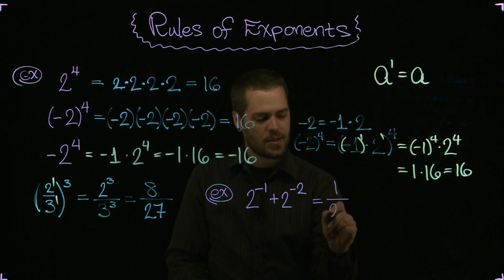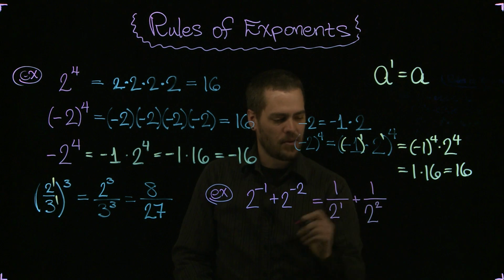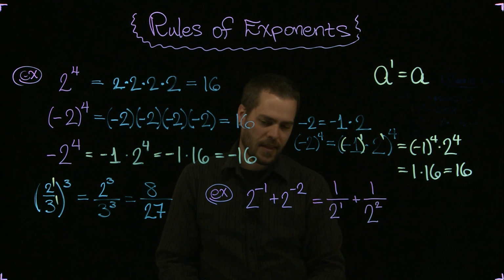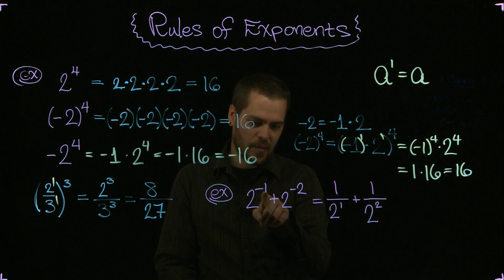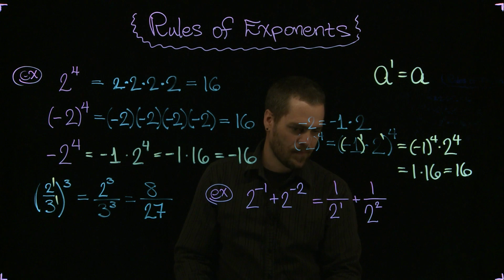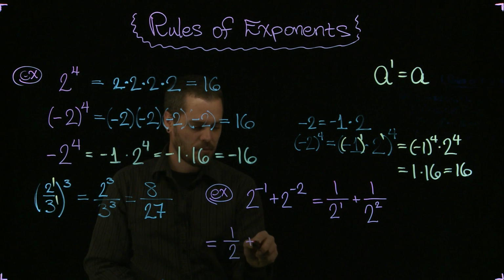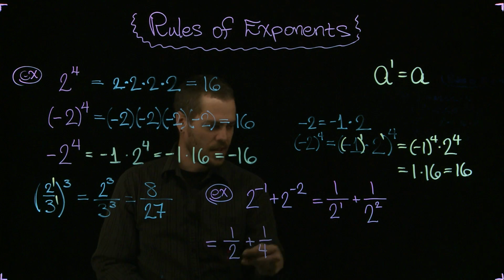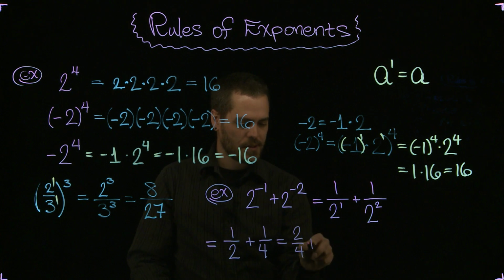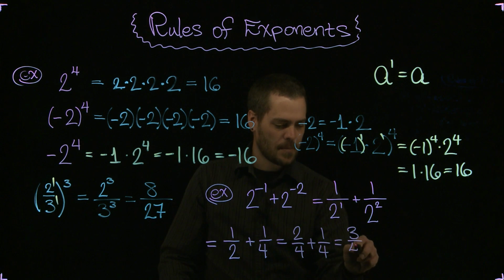1 over 2 to the first power plus 1 over 2 to the second power. The negative exponent rule tells me that I'm looking at a fraction, really. And it's 1 over this thing to the positive that power. 2 to the 1 is just 2. 2 to the second power is 4. So this is the same thing as 1/2 plus 1/4. And then you proceed as usual. Of course, we need a common denominator. So I'm going to call this 2/4 plus 1/4, add it up to get 3/4 in the end.